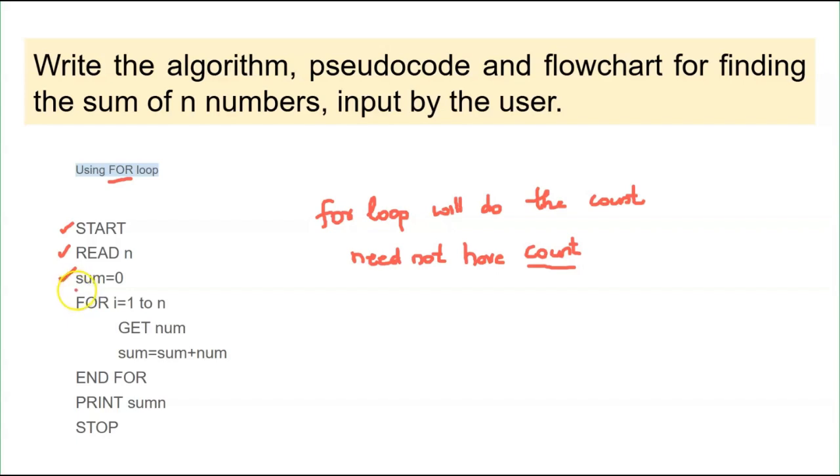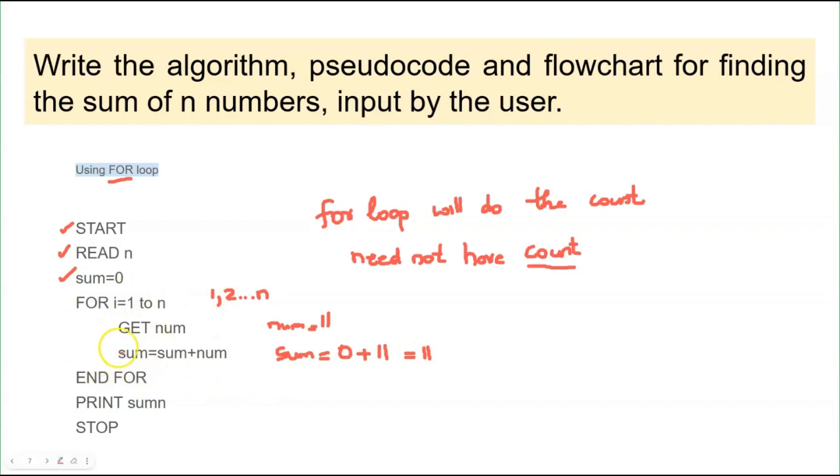So here I am using sum equal to 0, and I am using the for loop for I equal to 1 to n. That means it will start from 1, 2, etc. up to n. So each time we will get the number. So first time the number will be equal to 11. Then you will find the sum. So sum will be equal to the initial value of sum, 0, plus 11. So it will be 11.